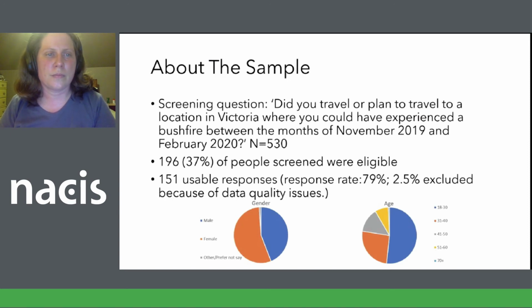After filtering out any people who either didn't respond, didn't fully complete the survey, or completed surveys that contained unusable data, there were a total of 151 usable completed surveys. Of the participants, we can see that there were slightly more females, as well as the majority of them being aged between 18 and 30 years old.